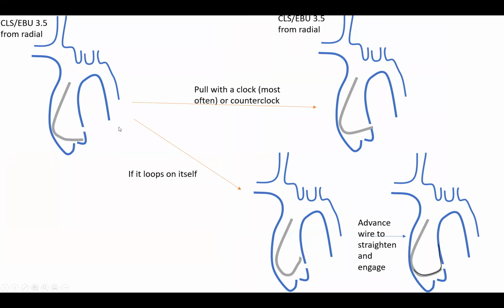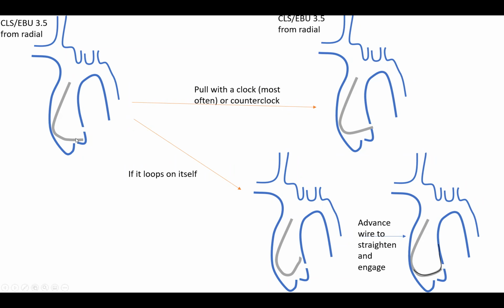So here to summarize again, how to engage with a guiding catheter. So CLS EBU 3.5 from radial, you get it onto the right cusp initially, you make it jump onto the left cusp. Then when you jump on the left cusp, if you choose to engage from above, you pull with a clockwise torque most often. Sometimes, if you see the catheter is about to fly out, you reverse your clockwise and do counterclockwise and you get in.